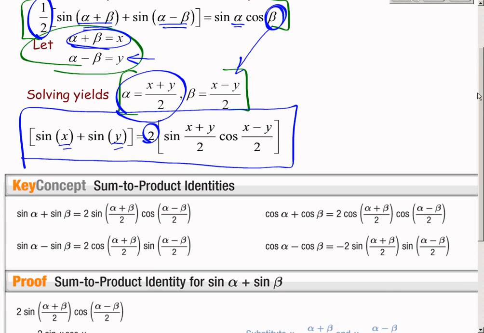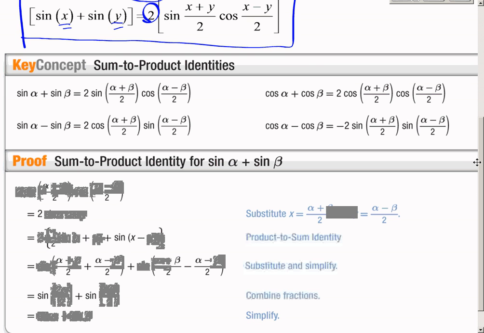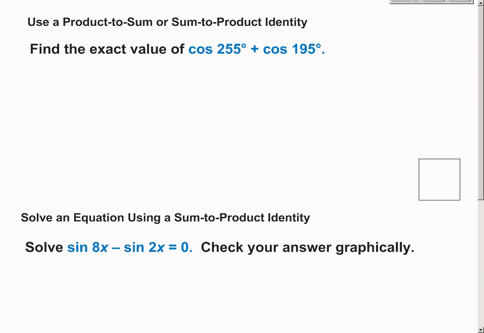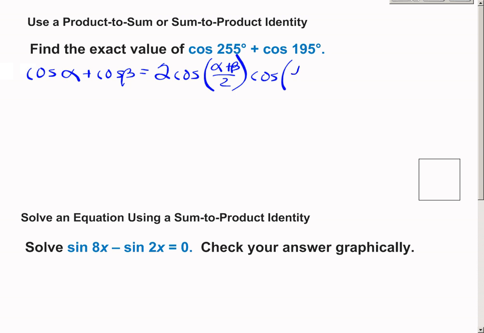Once again, you may have these formulas written down on a formula sheet for the test. Let's look at how to apply them. We want to find the exact value of cosine 255 plus cosine 195. Our formula says that the cosine of alpha plus the cosine of beta is equal to 2 cosine of alpha plus beta over 2, cosine of alpha minus beta over 2.